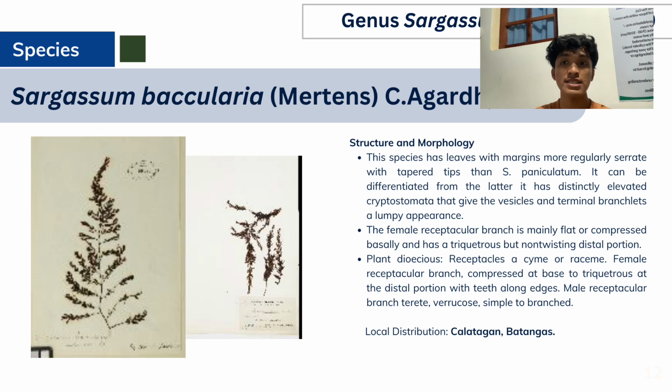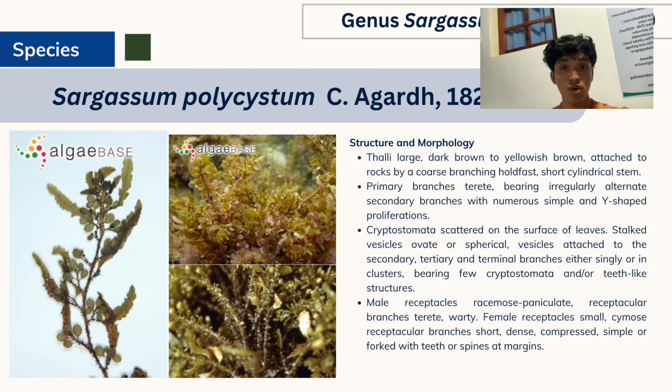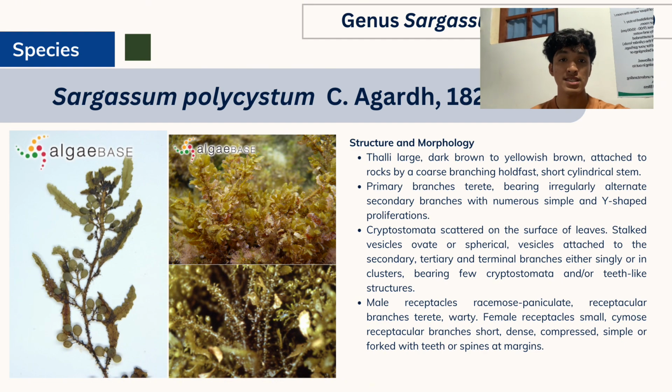The next species is Sargassum polycystum by Agardh 1824. So the structure and morphology of this species is that it has large thalli, dark brown to yellowish brown, attached to rocks by a coarse, branching holdfast with a short cylindrical stem. The primary branches are terete, bearing irregularly alternate secondary branches with numerous simple and Y-shaped proliferations. Their cryptostomata are scattered on the surface of leaves.